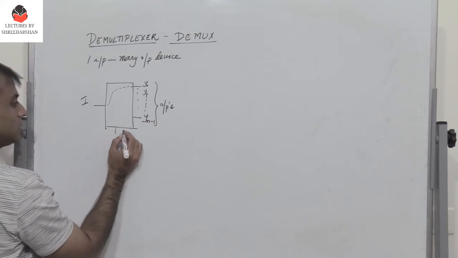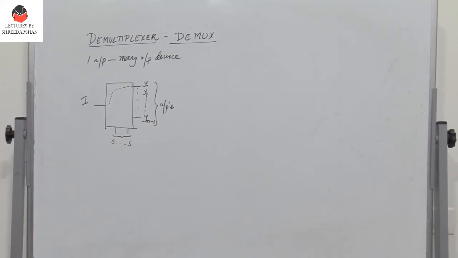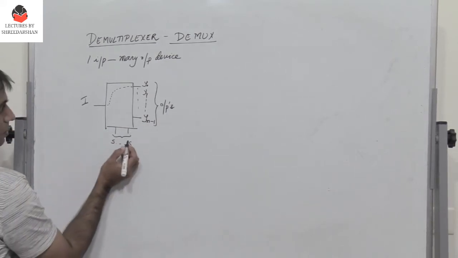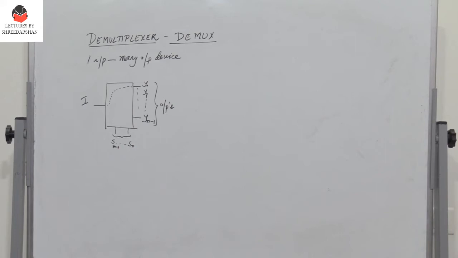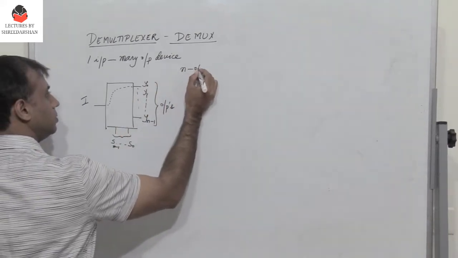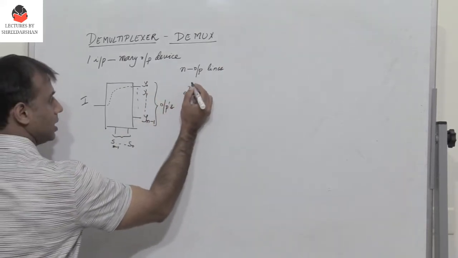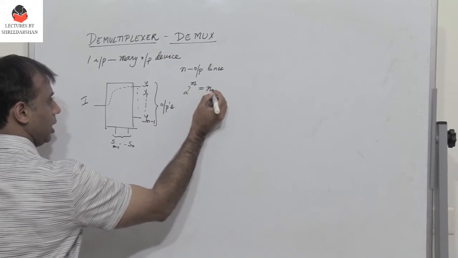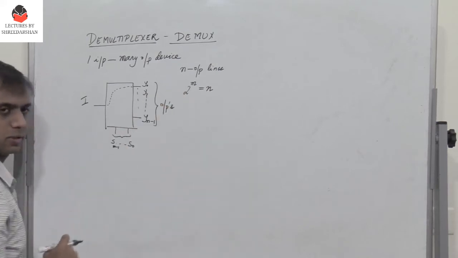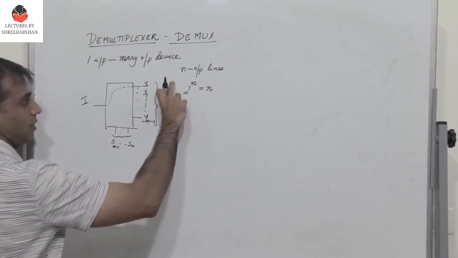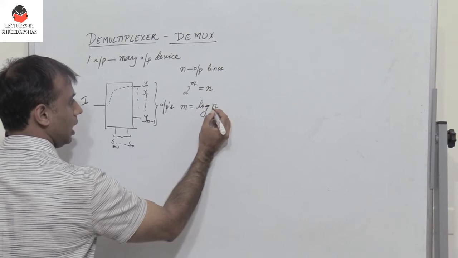So therefore we need select lines. How many select lines do we need? Let me call them S0 to Sm minus 1. Let us assume that there are n output lines, and therefore how many select lines should be there? If there are m select lines, 2 power m would be equal to n. So if there are 2 select lines, I'll have 4 outputs. If I have 3 select lines, I have 8 outputs. So what is m? The number of select lines is equal to log n to base 2.